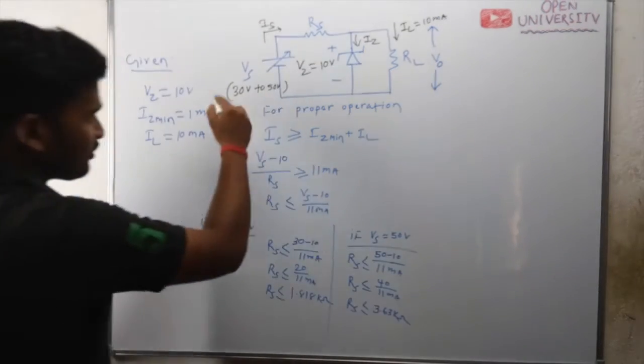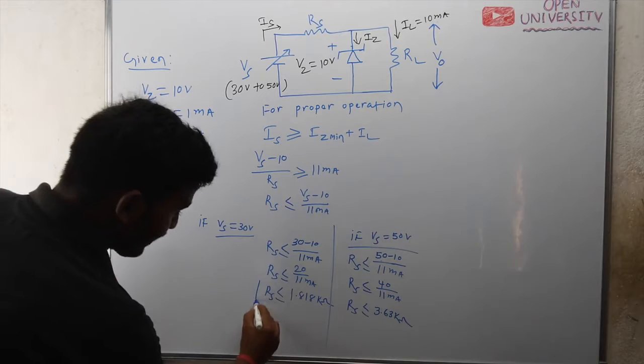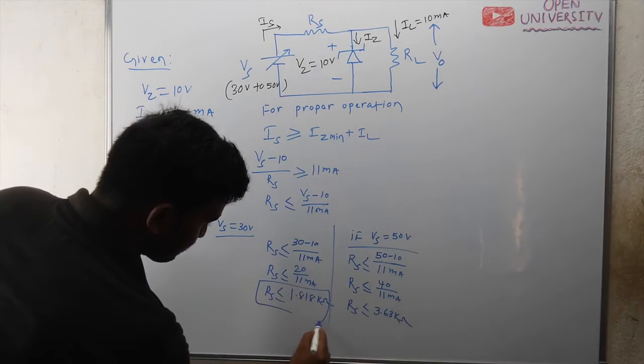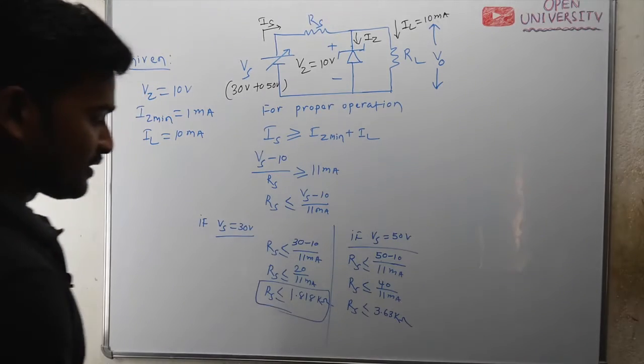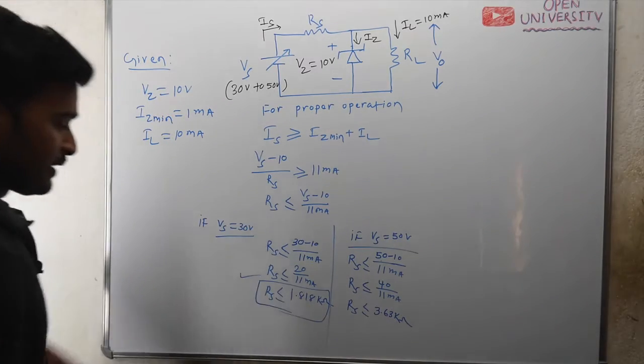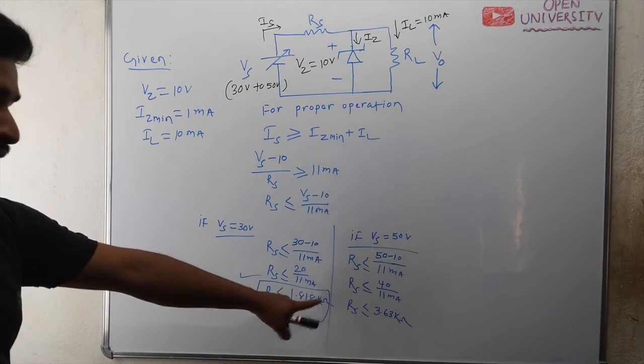So if your input voltage is varying in between 30 volt to 50 volt, your RS should be less than 1.8 kilo ohm. This should be the answer, okay. RS should be less than or equal to 1.818 kilo ohm.